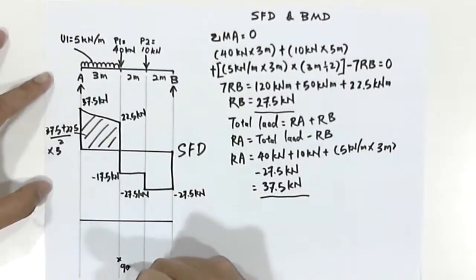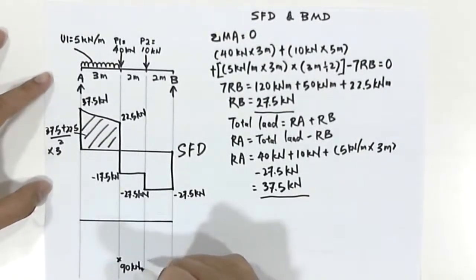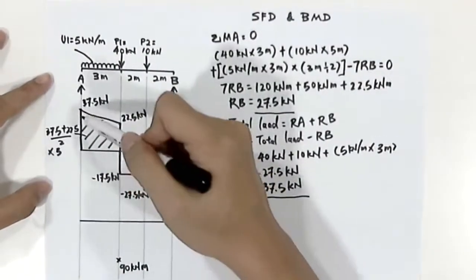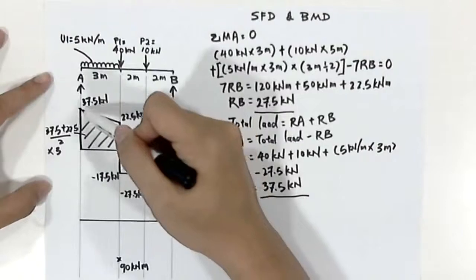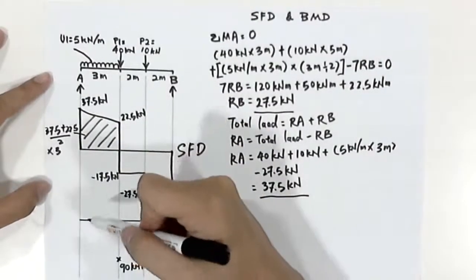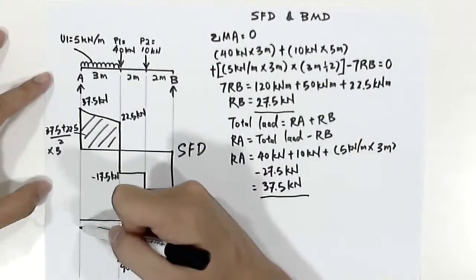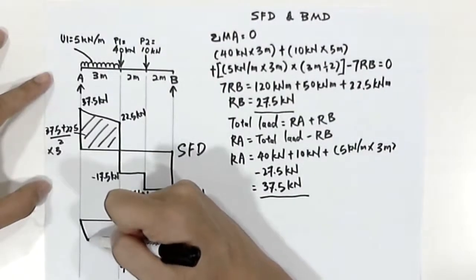90 kilonewton meter. And by looking at this diagram, if the line here is a linear line, in the bending moment diagram, we'll draw a curved line.